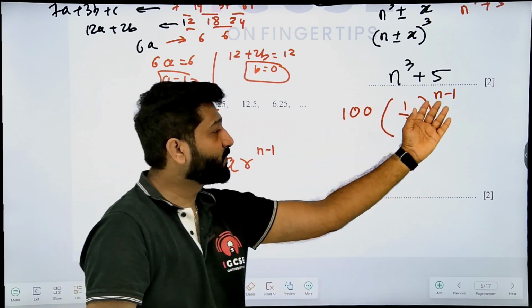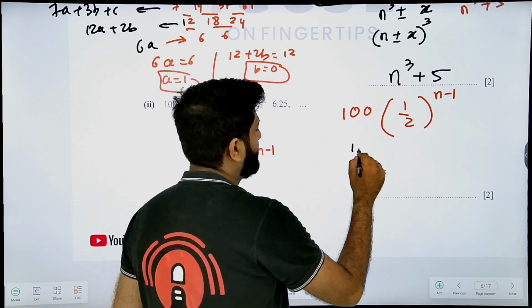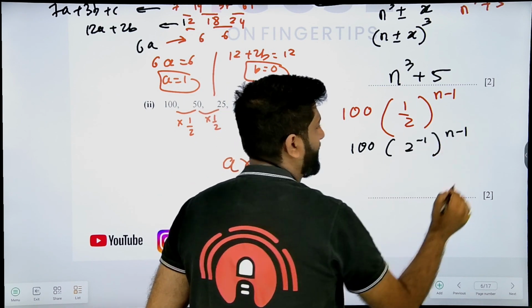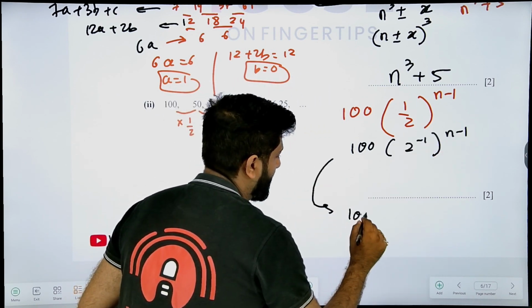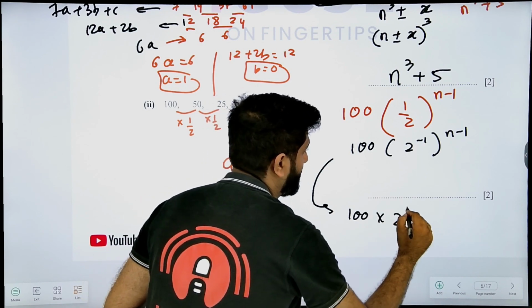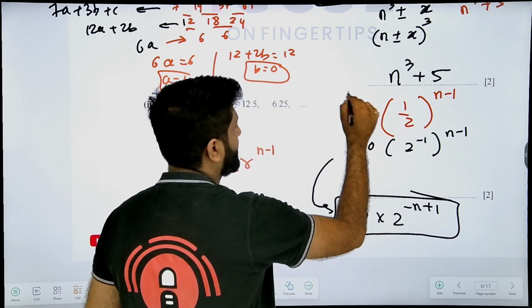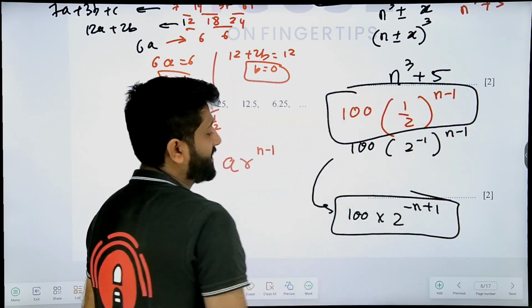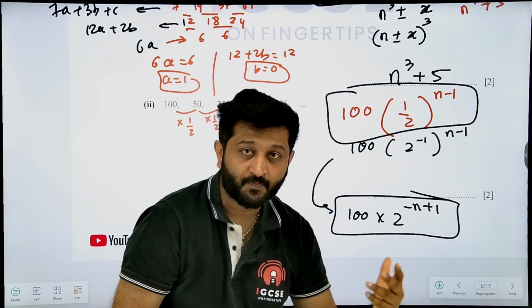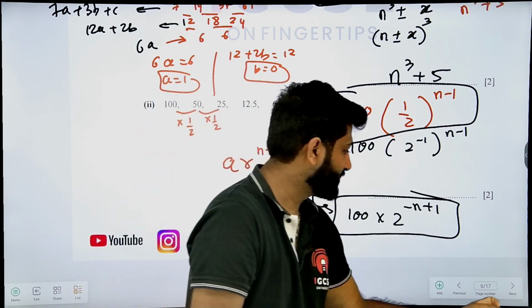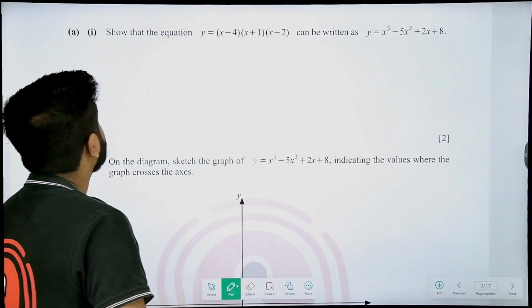So even this could be my answer, or I can simplify this further as 2 raised to the power of negative 1 times n minus 1, which is 100 into 2 raised to minus n plus 1. Even this could be my answer. Both of the answers would do. You're supposed to write only one answer, guys, not both. Okay. Going towards the next question.